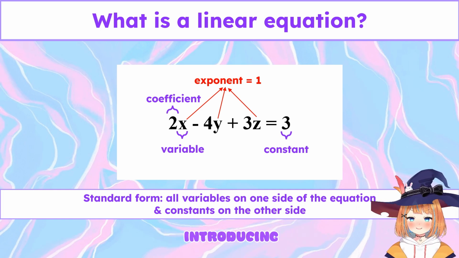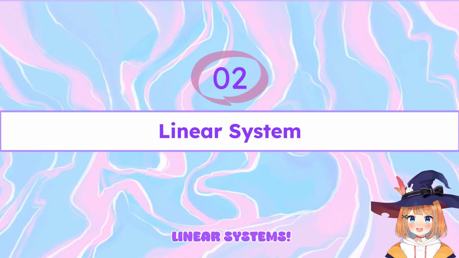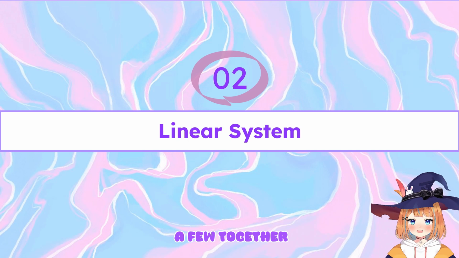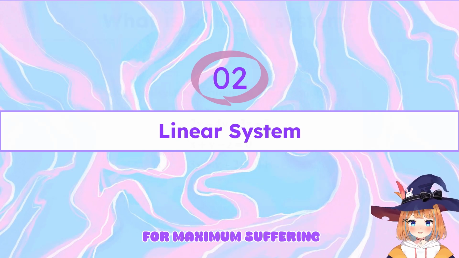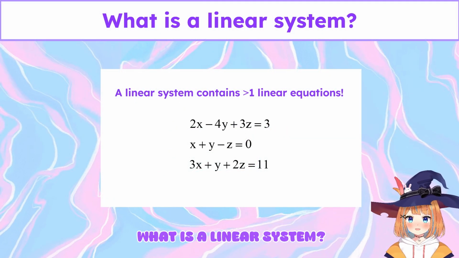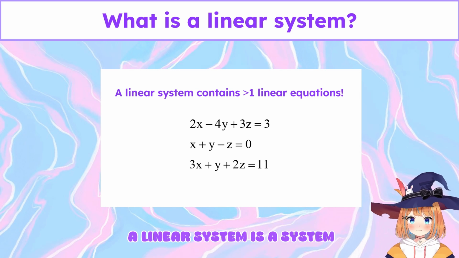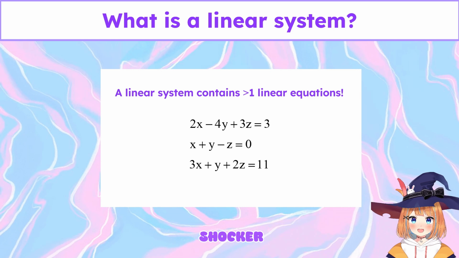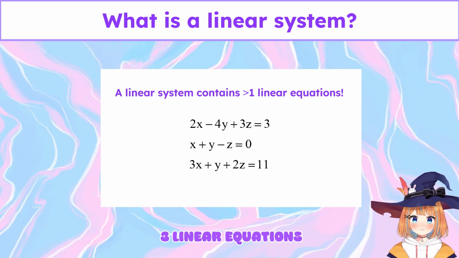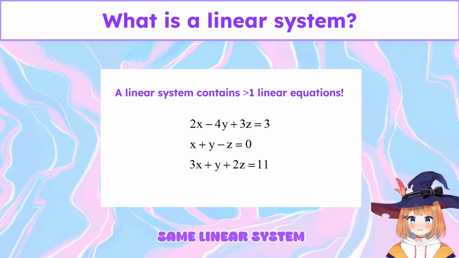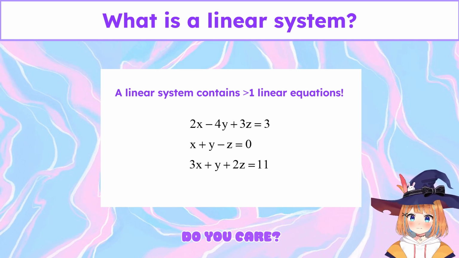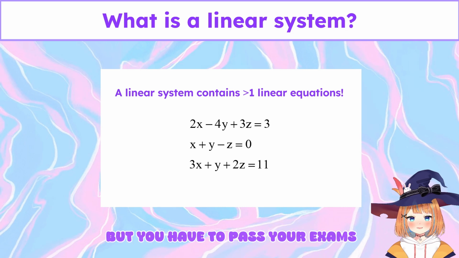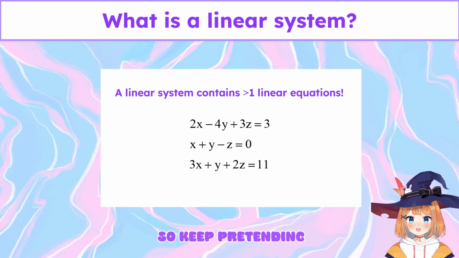Now, introducing linear systems! Because one equation wasn't painful enough, we decided to stack a few together for maximum suffering. What is a linear system? A linear system is a system that contains multiple linear equations. Wow, shocker! For example, here we have 3 linear equations that fall under the same linear system. Do you care? Probably not, but you have to pass your exams, so keep pretending.